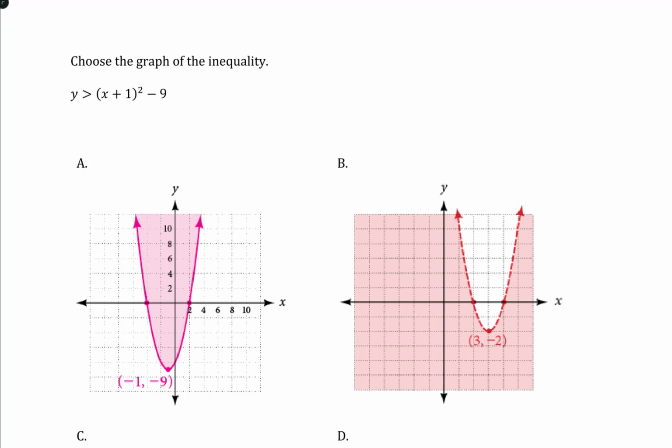Choose the graph of the inequality. y is greater than the quantity (x + 1) squared minus 9. So before we jump into trying to pick one of these values out of the selected graphs that are available, let's first decide a few things about what the graph should look like beforehand.